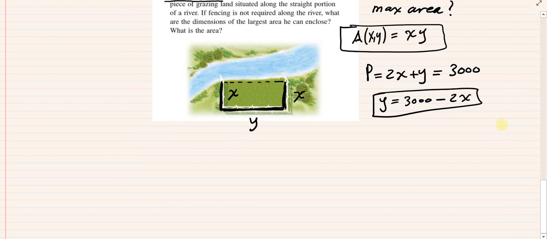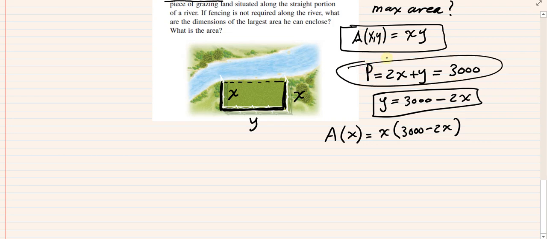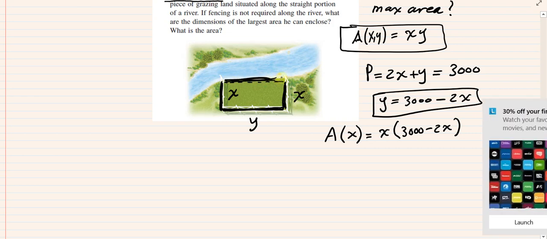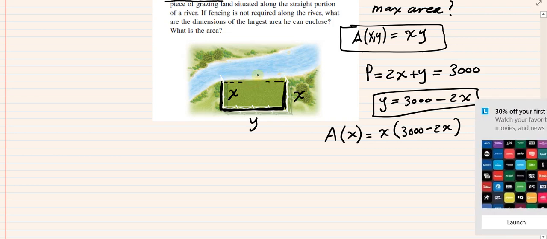Okay, now when we write y in terms of x, I can write area as just a function of x. That's going to be x times y, but y, we just said, is 3,000 minus 2x. Again, this equation came from the perimeter of a rectangle. And of course, the side attached to the river bank, there's not going to be any fencing there.